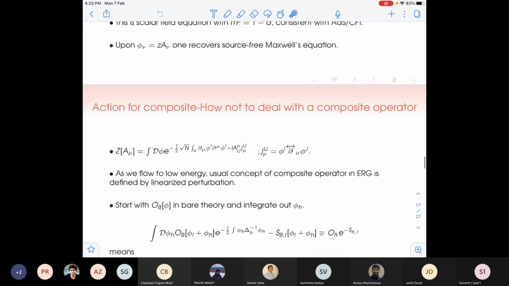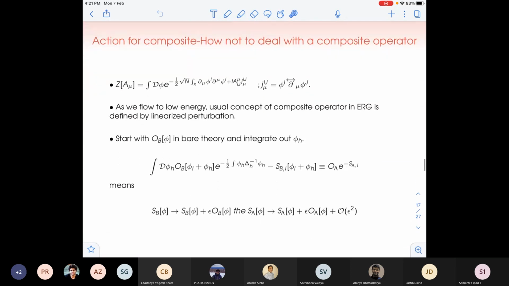Okay. Now, how to find the Wilson action for a composite operator. First I will tell how not to deal with a composite operator. Usually, suppose J mu is the current and we want to find a composite operator by attaching a source to this current. As we flow to the low energy, the usual concept of composite operator in ERG is given by linearized perturbation, which I have written mathematically here.